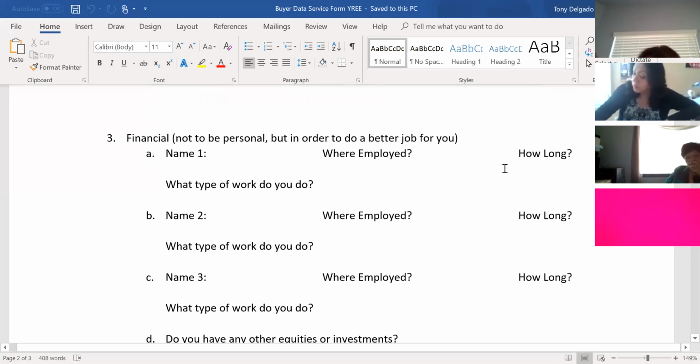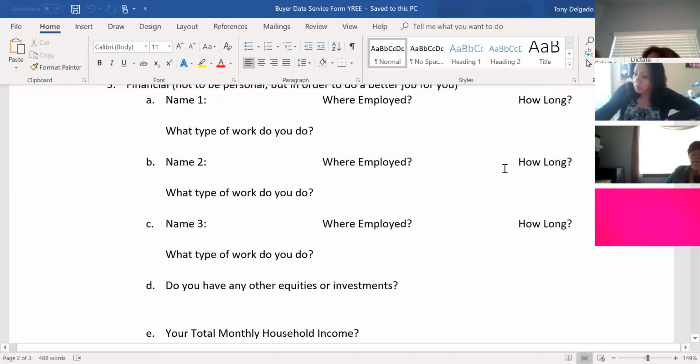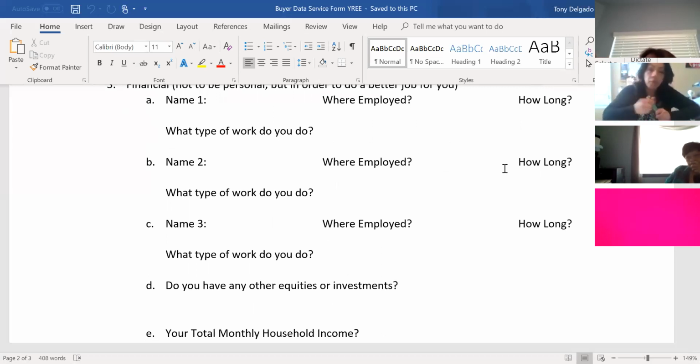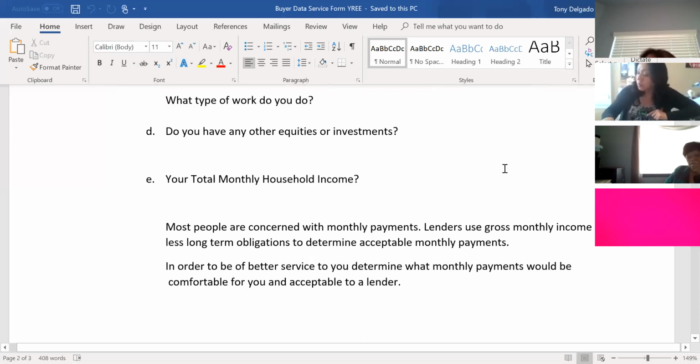Not to be personal, but to do a better job of serving you. Okay, let's talk about your finances. Tell me how rich you're getting on the job. Where are you currently working? How long have you been there? What type of work do you do? Again, we may have 2 or 3 in the family that are coming into that. Letter D. Do you have any other equities or investments?